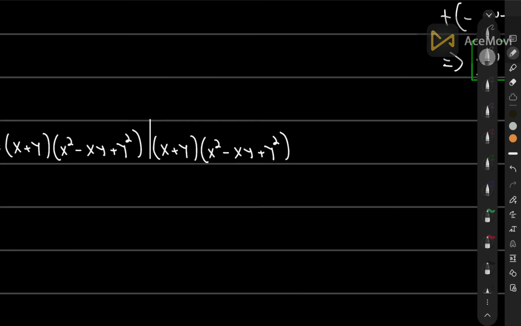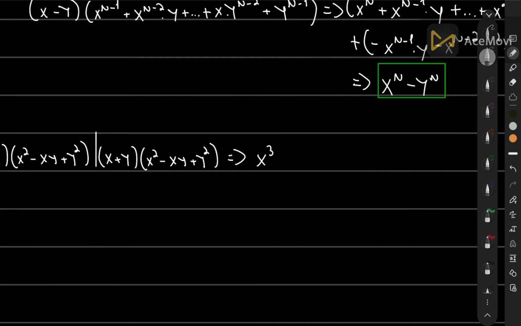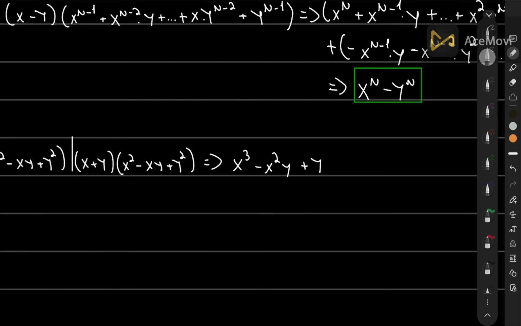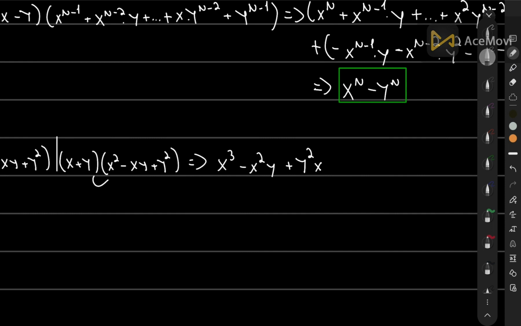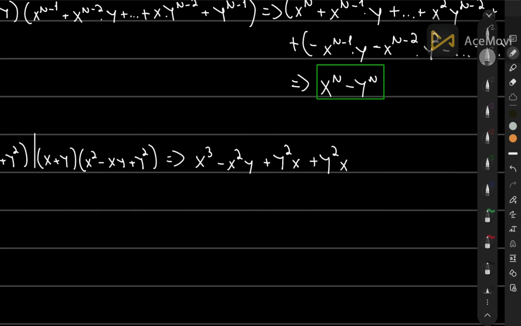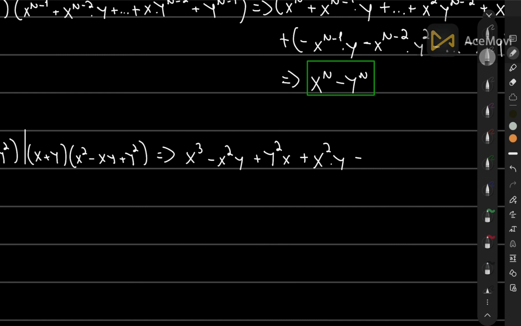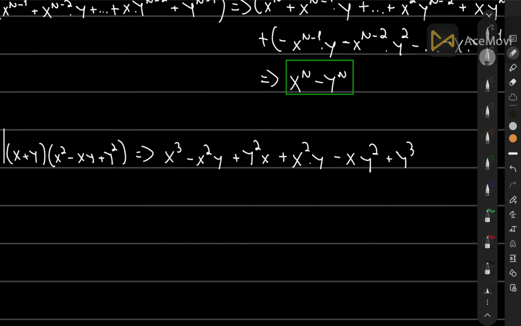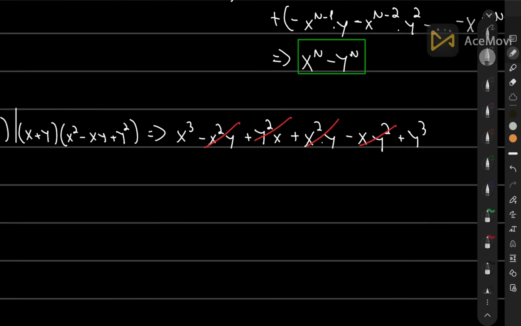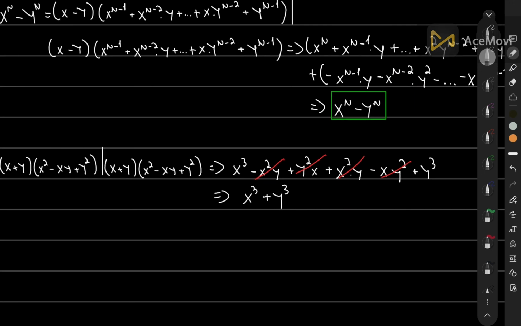So here we do now the y. These terms right here cancel out. This and this. And that's ugly. So we end up with x cubed plus y cubed, and that's it.